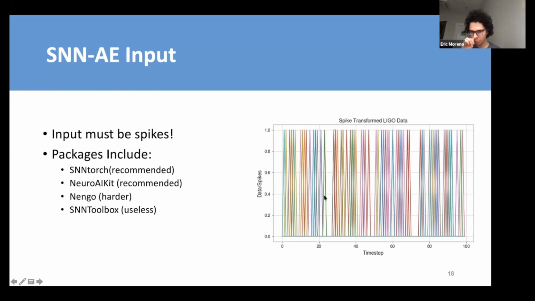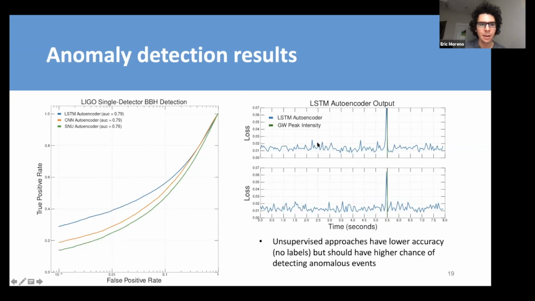So this is what the input to our SNN autoencoder looks like. Basically, you have to input your data as spikes, and then you have to compress that data, and then decode that data back into these spikes, and see if you have any differences between the input and the output data. And so here are some of the results.